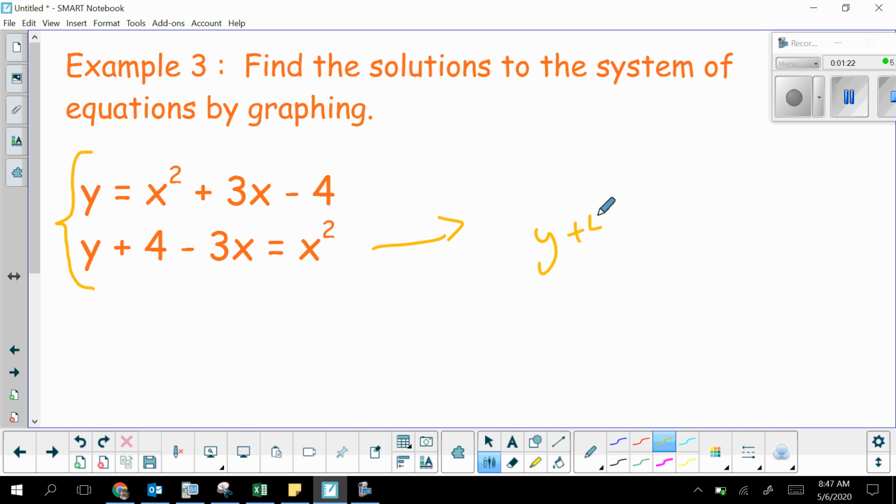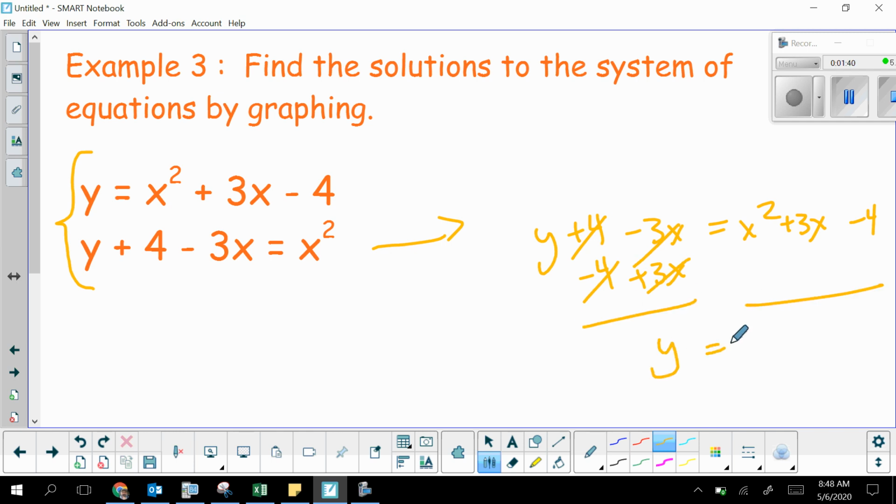y plus 4 minus 3x is equal to x to the second. Well, if I subtract 4 from both sides of the equation, and I add 3x to both sides of the equation, you see that we end up with the same equation that we had for the first part of the system. So, because they are exactly the same, we would have infinite solutions.